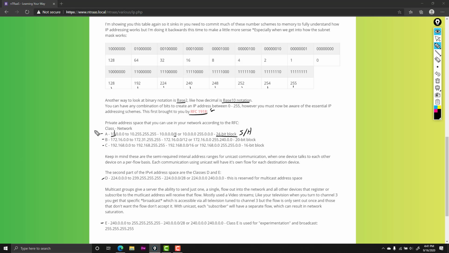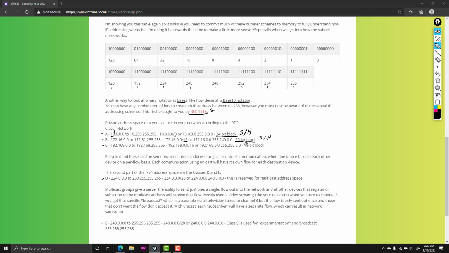For class B, we have 172.16.0.0 through 172.31.255.255. This gives us a /12, or the 172.16.0.0 with a mask of 255.240.0.0. Now, when we start looking back up here at our table, you're going to notice we have a /12, or 240. So you're going to notice here we have 4 bits in use to get to 16, which kind of works for us because 16 through 31 gives us a potential of 16 possibilities. This is what we call a 20-bit block, which allows us to create subnets and hosts based on those 20 bits.